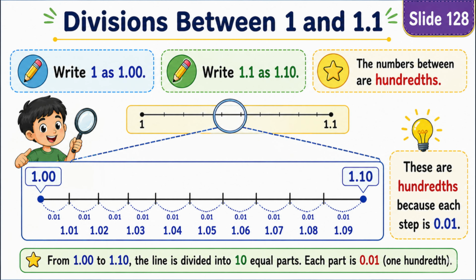Naming divisions between 1 and 1.1. The space between 1 and 1.1 can be divided into hundredths. First, write 1 as 1.00. Then write 1.1 as 1.10. Now count by hundredths each time. The numbers between them are 1.01, 1.02, 1.03, 1.04, 1.05, 1.06, 1.07, 1.08, and 1.09.